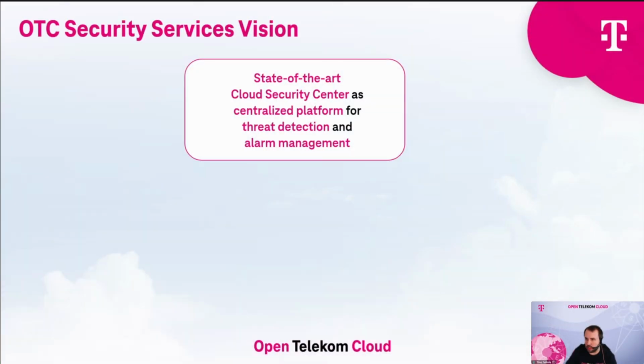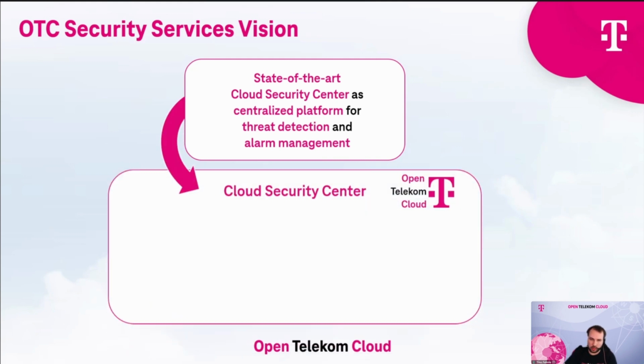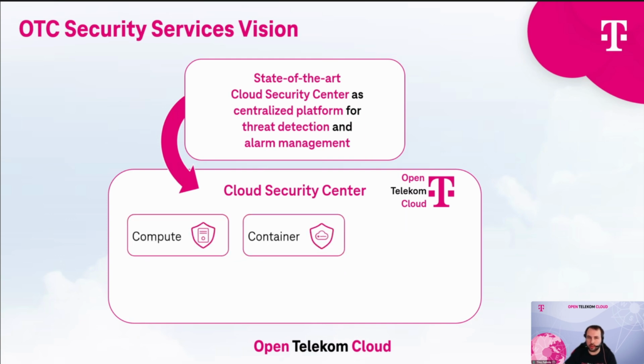So let's start with our security services portfolio, where we are, where we want to be. What is our vision? What is our mission? We want to provide a state-of-the-art cloud security center as a centralized platform for threat detection and alarm management for our customers on the Open Telekom Cloud. This security center should include all necessary items. First of all, we have, for example, compute and container, where we already introduced the host security service as a new service to protect and monitor your endpoints.